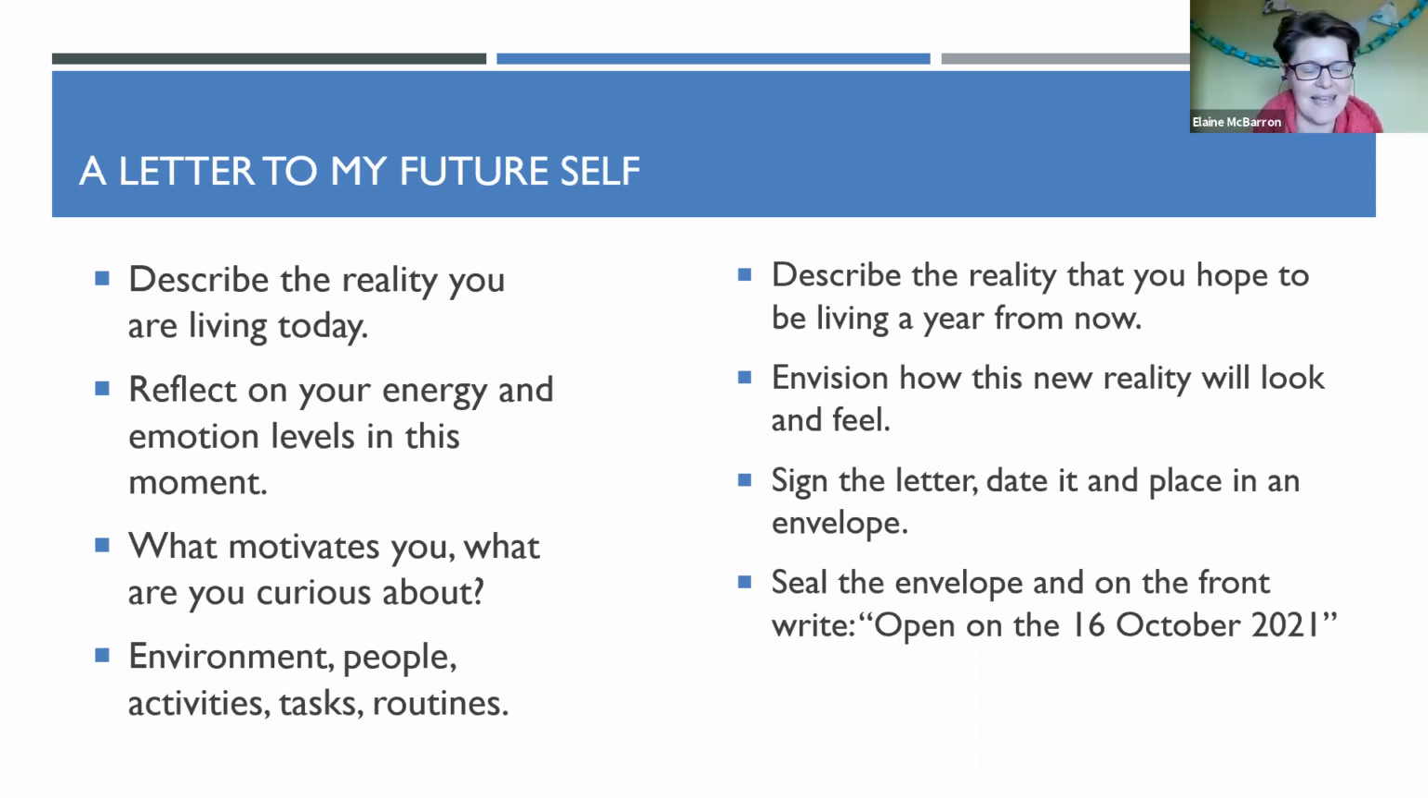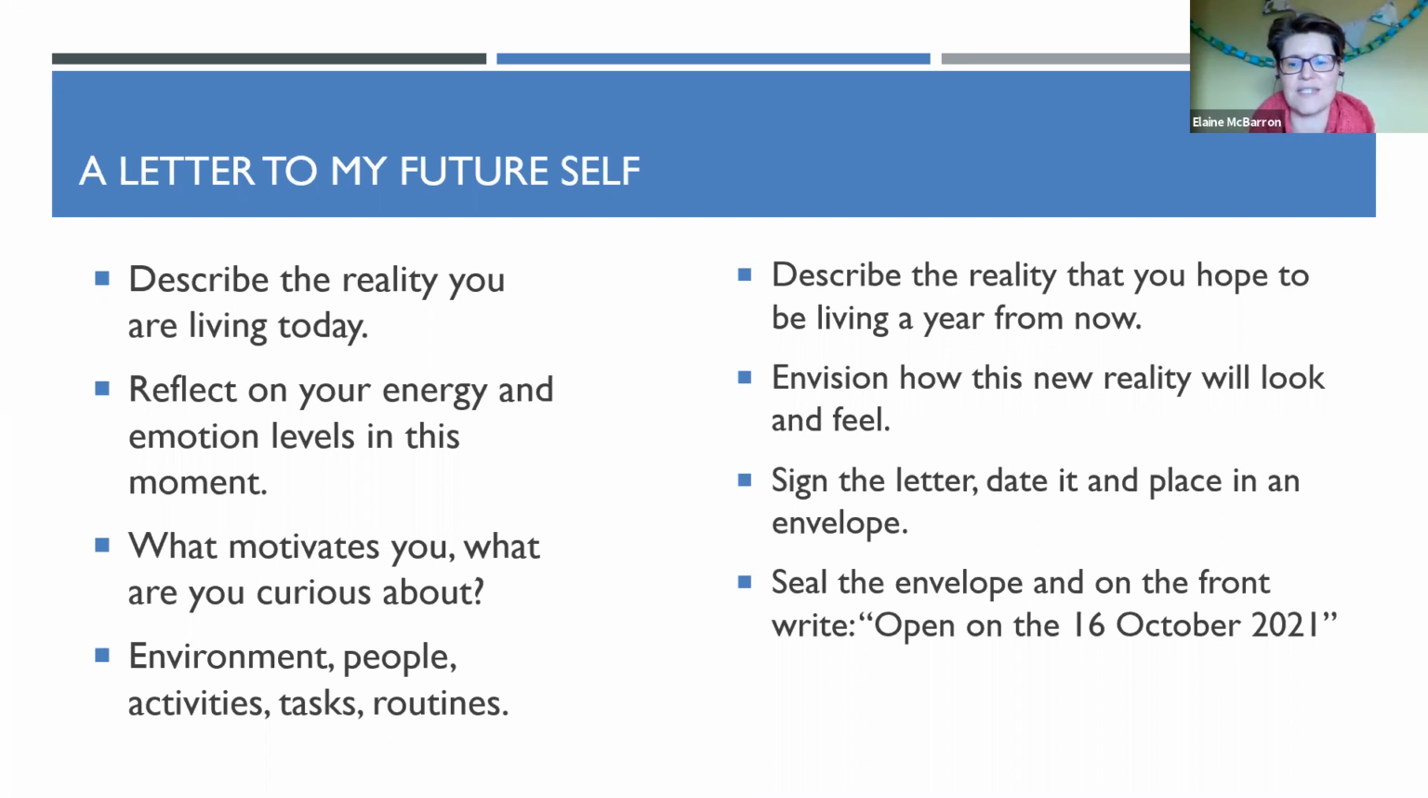So what that means is, in the first part of our letter, we have to describe the reality we're living today. In as much detail as you can, describe your routines, your tasks, your activities, the people around you, the environment that you're living and working in. Also, reflect on your energy and your emotional levels in the moment of writing the letter. How are you feeling? What are your energy levels like? And then finally, a little bit of a consideration of what motivates you at the moment and what you are curious about at the moment. So that's the first part of your letter.